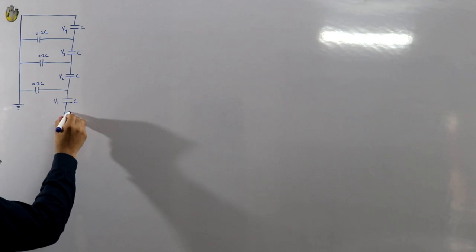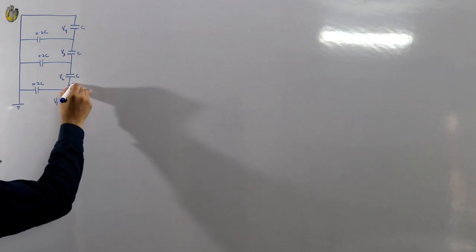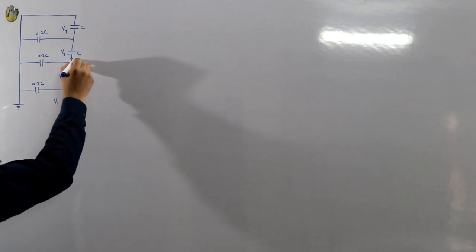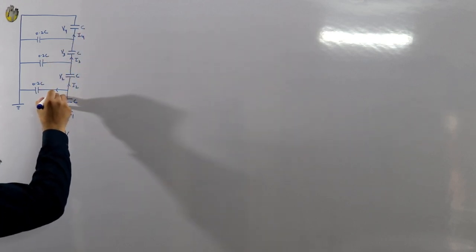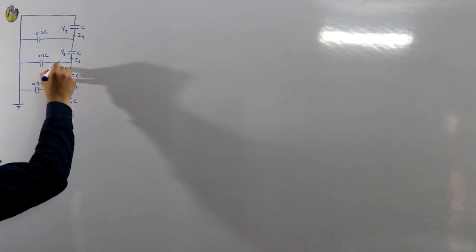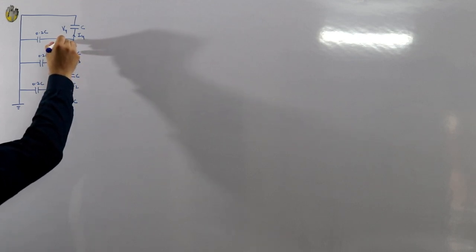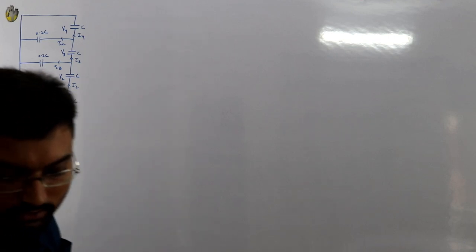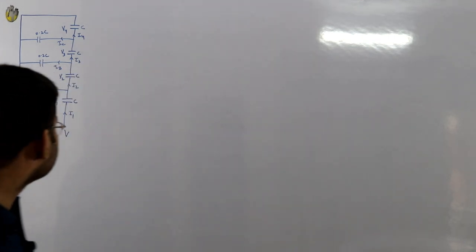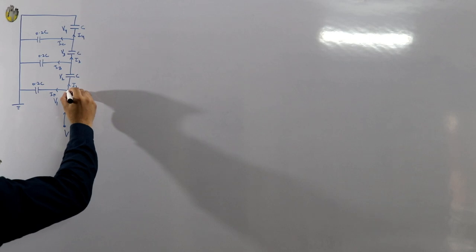The currents are I1, I2, I3 and I4. The leakage currents over here are IA, IB, and I have an IC over here as well. Now let us analyze. As we saw in the previous videos, the method is the same. It's only Kirchhoff's current law.